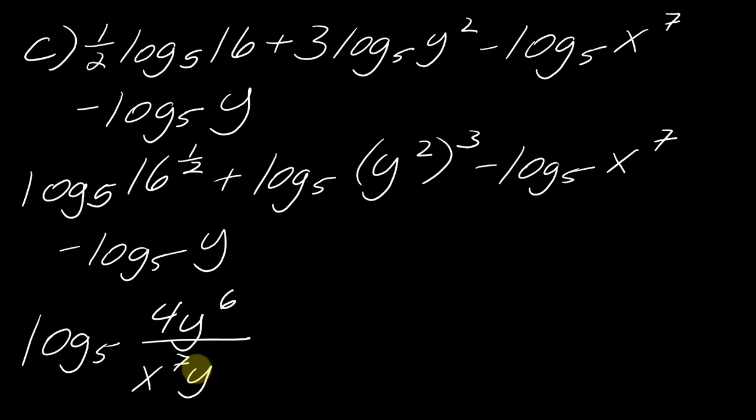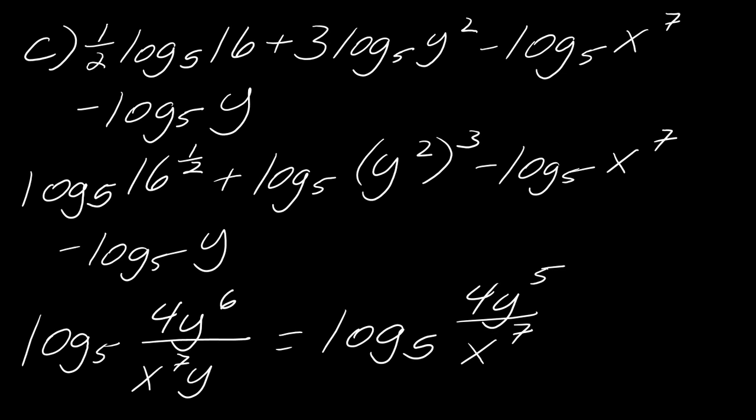So I can reduce the y's so that this becomes log base 5 of 4y to the 5th over x to the 7th. So this y cancels out and I can just subtract 1 from the exponent. Now maybe you're saying, hey, I noticed that at this step and I just did the subtraction earlier. Tomato, tomato, you could either reduce the y's at this step, or you could have done them after you put everything together. Doesn't matter, you still get to the same answer.